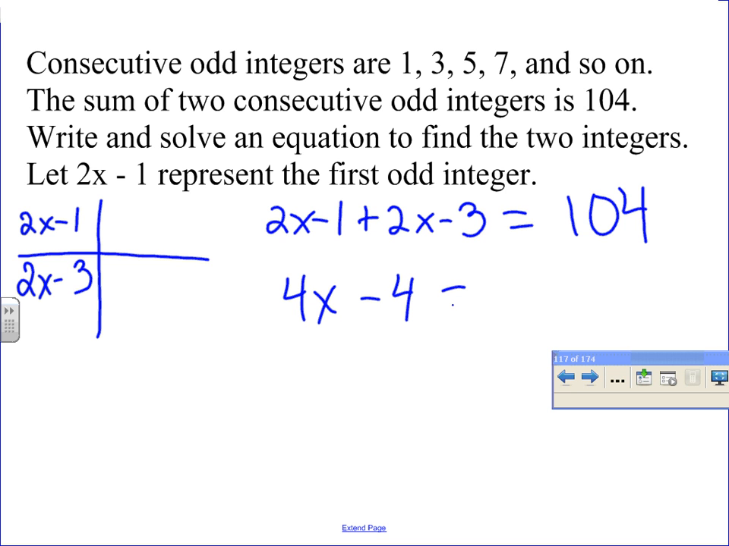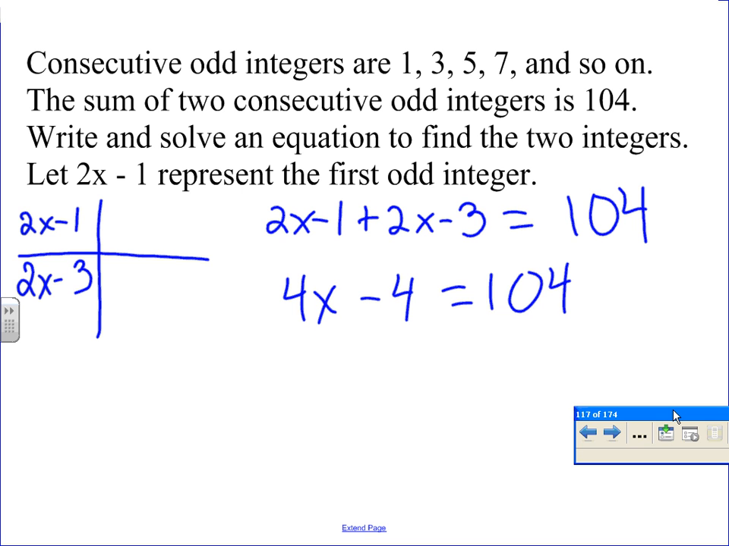When you get it, put your hand up once you get x. Briar, what'd you get for x? Close? Sean? 27. Briar, did you use the same expressions as us? Okay. Add 4 to both sides, you get 108. So 4x equals 108. 108 divided by 4 is 27.